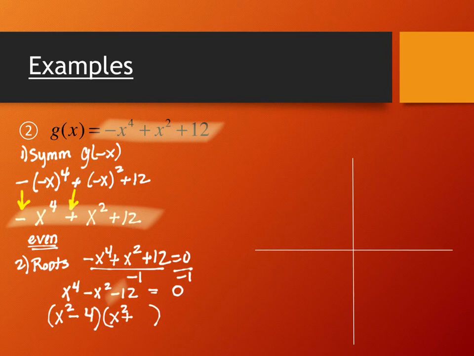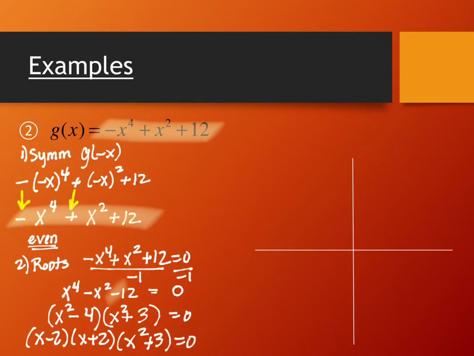-4 and +3. Very good. If you want to use difference of squares to factor this, you can. This would be x minus 2, x plus 2. I'll do that this way this time since I didn't do it that way last time.